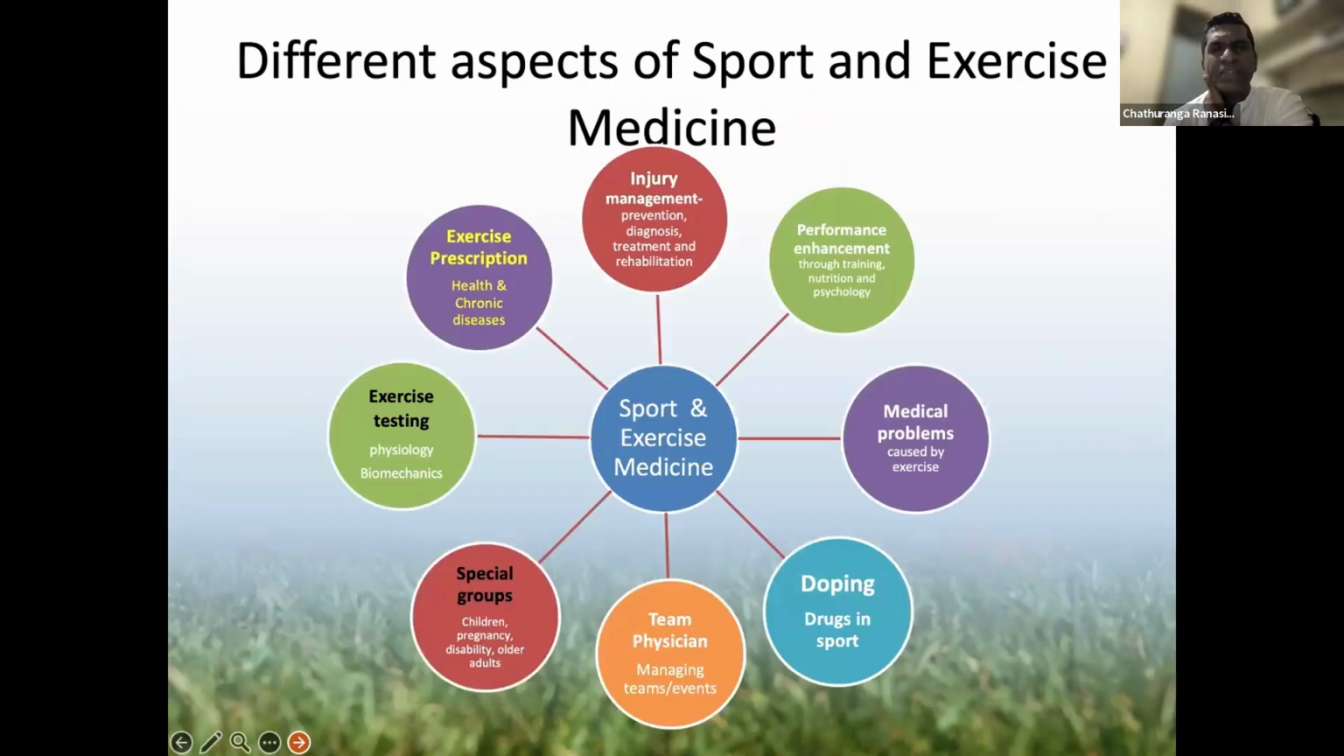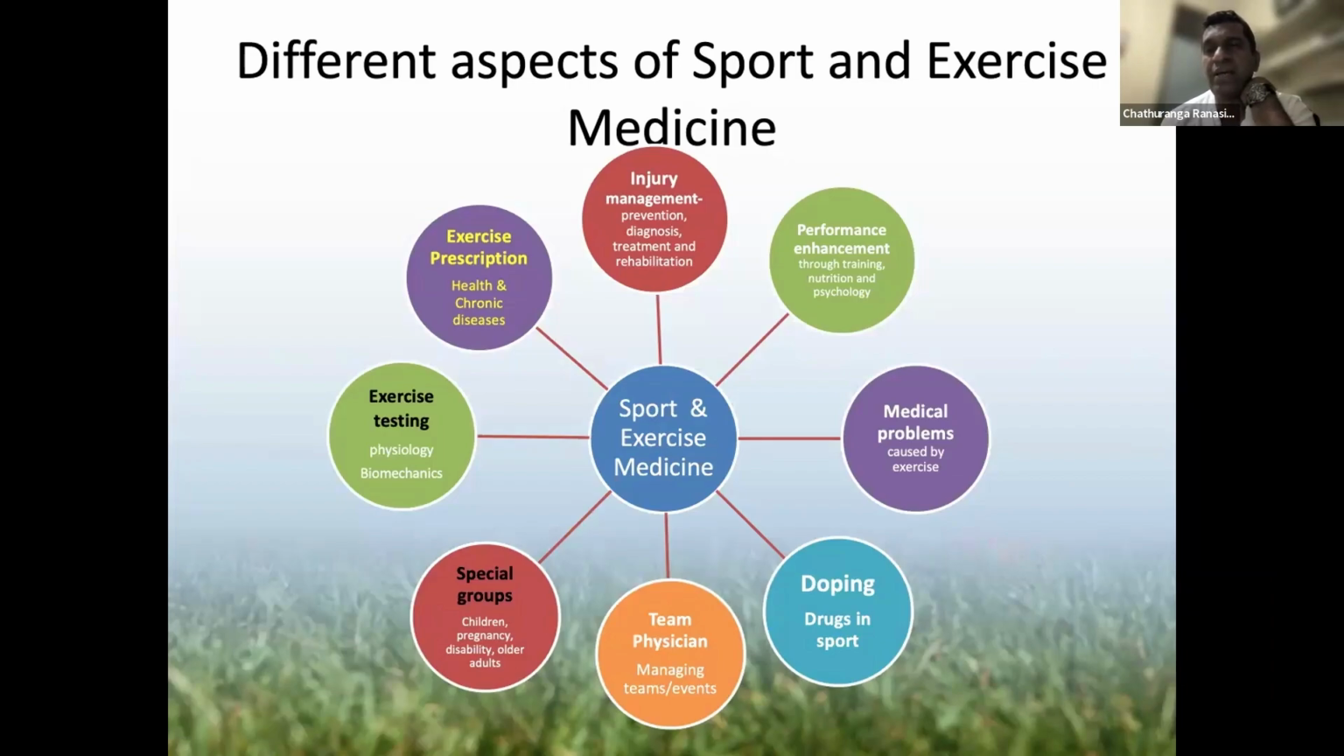When you talk about sport and exercise medicine, I can show you the different branches. From the top, you can see one is injury management, injury prevention, and rehabilitation. That is one big area. Athletes compete throughout the year. They train throughout the year, 2, 3, 4 hours per day, maybe 4, 5 days per week.